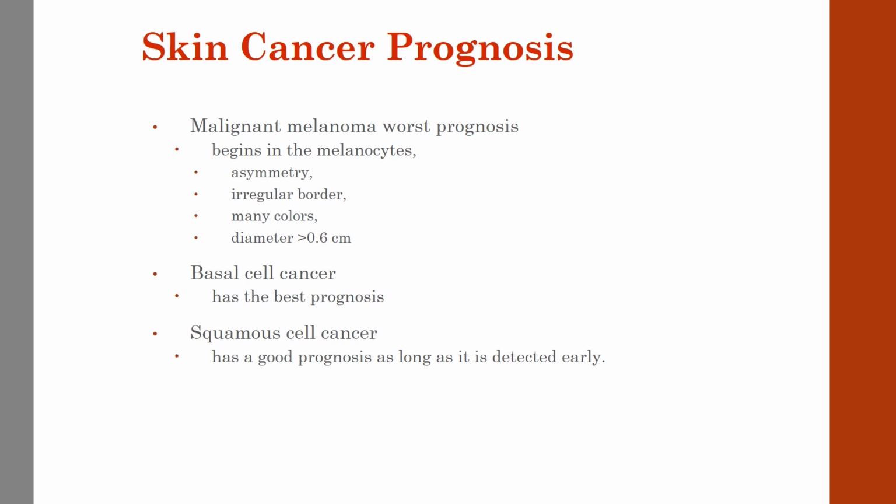Again, repetition of the previous slide. You're looking for asymmetry, borders, colors, big size. Basal, survival rate is great, and squamous, you can detect it early and take it out. If it's not metastasized, it's a really good prognosis. And basal is really slow growing.